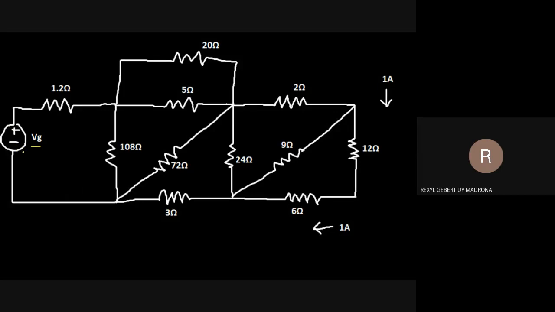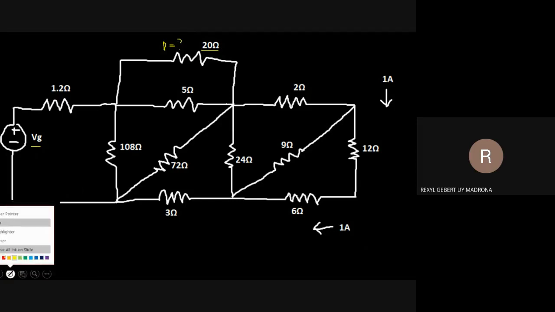So for item number 1, we are asked to find the voltage Vg and the power in the 20 ohm resistor. So let's start. May I erase this first?